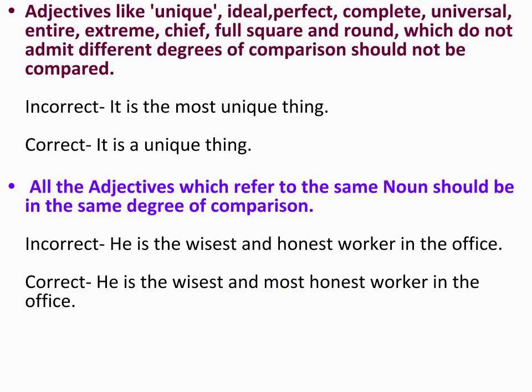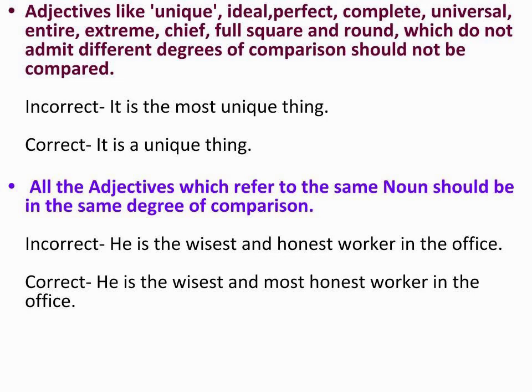Please note this, students. Adjectives like unique, ideal, perfect, complete, universal, entire, extreme, chief, full, square and round, which do not admit different degrees of comparison, should not be compared. It is the most unique thing. You should not use most, that is superlative degree. So it is a unique thing. We should not use degrees of comparison in front of these words. Unique, ideal, perfect. She is an ideal person, like that.